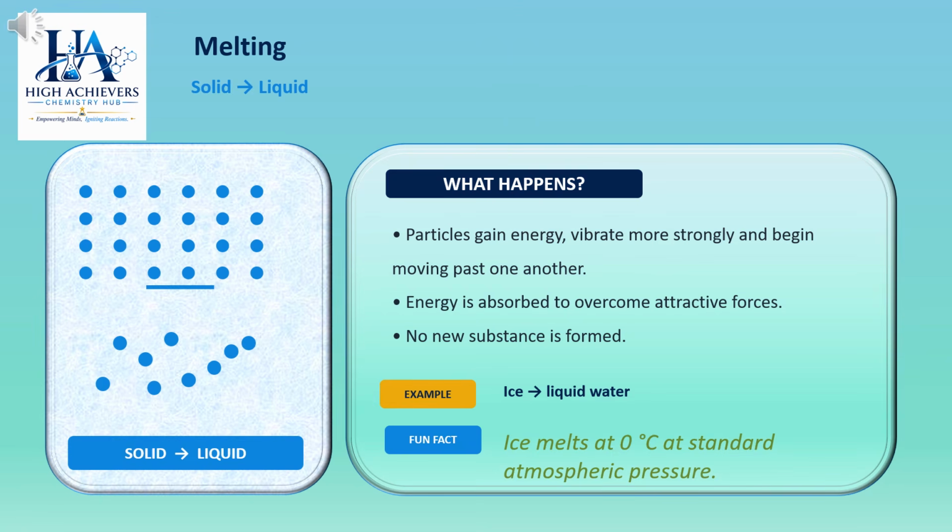Let us begin with melting. Melting is the change from a solid to a liquid. When we heat a solid, its particles gain energy and vibrate more strongly. At the melting point, the particles have enough energy to overcome some of the forces holding them in fixed positions. They can then move past one another, and the solid becomes a liquid. Energy is absorbed during melting. A familiar example is ice changing into liquid water. Notice that the substance is still water. No new substance has been produced.